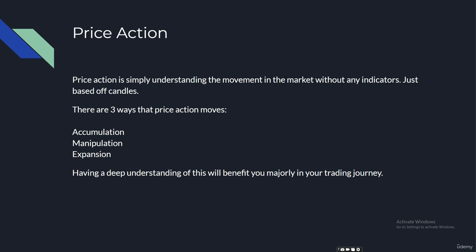There are three ways that price action moves: accumulation, manipulation, and expansion. The market is always going to start with accumulation, then go into manipulation, before finally expansion and back to accumulation. That is how price action works. It goes in three ways, and having a deep understanding of this will benefit you majorly in your trading journey.